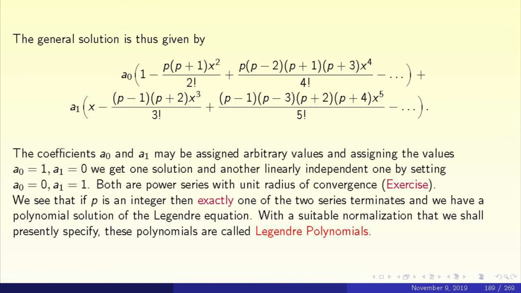Suppose p is 4, then what will happen? You will have 1 minus p into p plus 1 upon 2 factorial x squared plus p into p minus 2 into p plus 1 into p plus 3 upon 4 factorial x to the power 4. Rest of the things will all have p minus 4 sitting in there and they will all disappear. In short, when p is an even integer, the coefficient of a0 terminates and you get a polynomial solution. If p is an odd integer, the coefficient of a1 terminates and we get a polynomial solution.